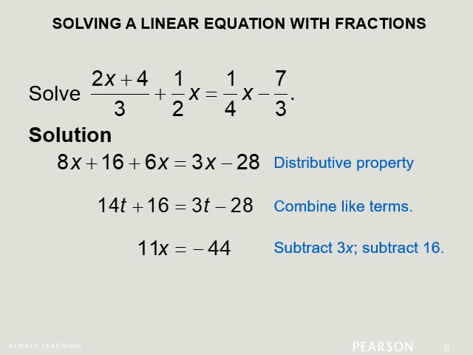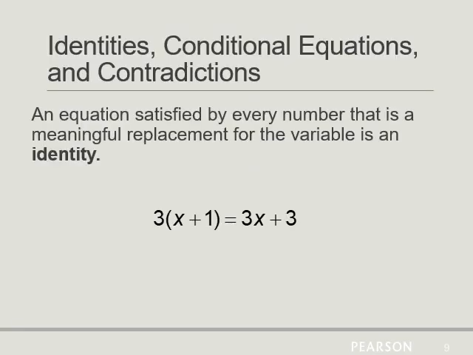Now I have a 16 here and a 28 there, so I'm going to subtract 16 from this side, subtract 16 from this side, so it gives me 11x equals negative 16 minus 28, which is negative 44. Now divide by 11, x is negative 4. That is the one and only one answer that will solve that problem. Did you get it right? I'm pretty sure you did.